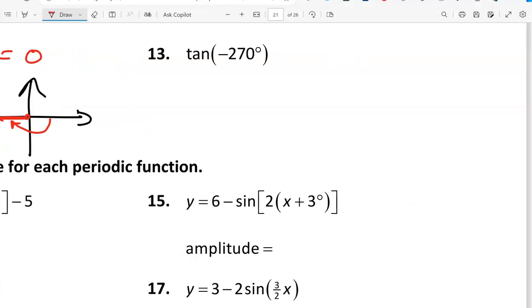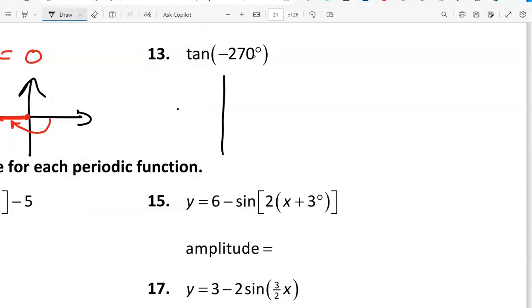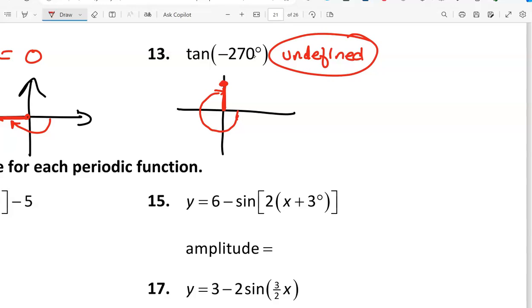All right, last one. Tangent of -270 degrees. So -270 degrees is a rotation that is clockwise, and that goes through 3 quadrants, and the terminal side of that angle is on the positive y-axis. And if we approach this with the slope idea, tangent is the slope of that terminal side. That terminal side is vertical, and the slope of that terminal side is undefined. So the tangent of -270 degrees is undefined.